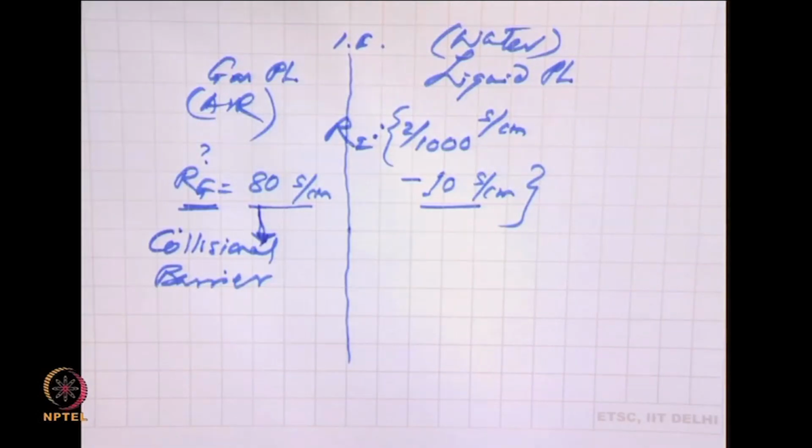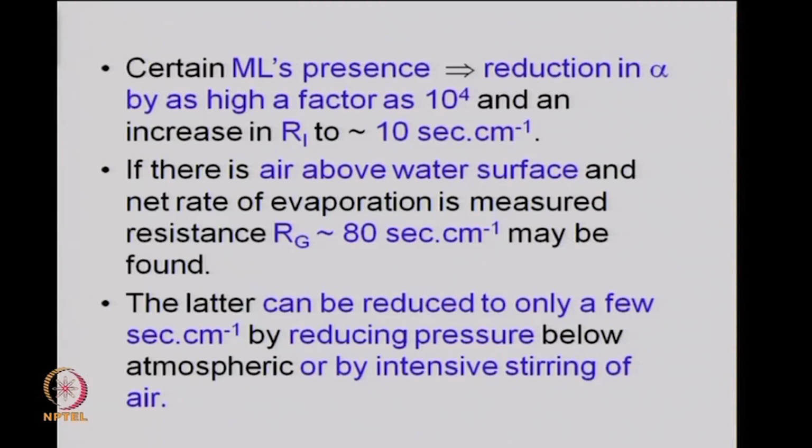We can actually bring it, let us move to the slides. We can bring down the Rg to only a few seconds per centimeter, okay. And you can do it by reducing pressure, or possibly another way by improving the stirring of the gas phase in the vicinity of the surface. If you have very strong agitation or mixing of air, then the stagnant layer which is offering that resistance will be thinned down in the film theoretic concept, therefore, resistance can be decreased.